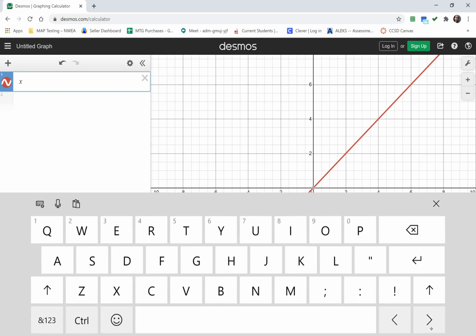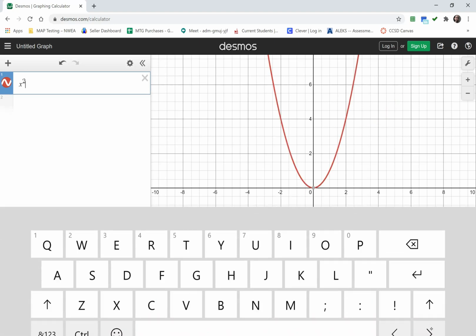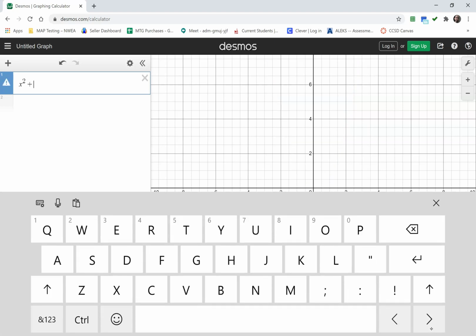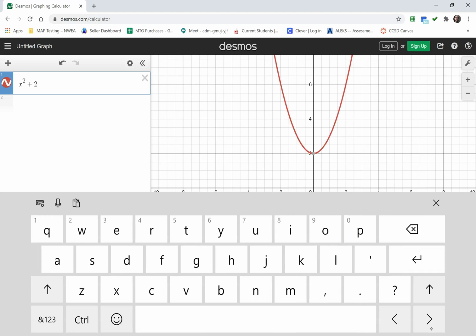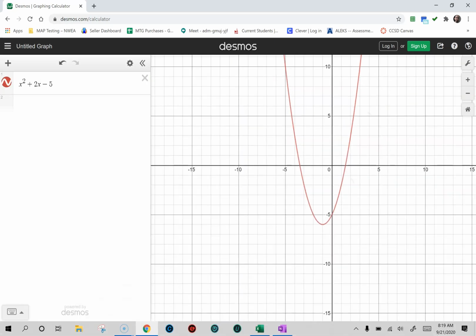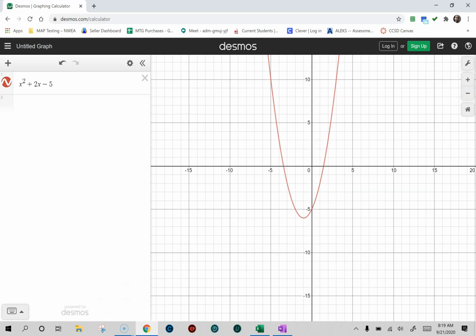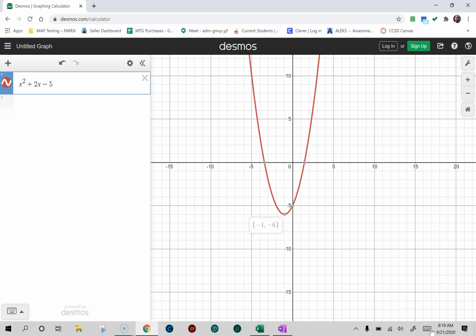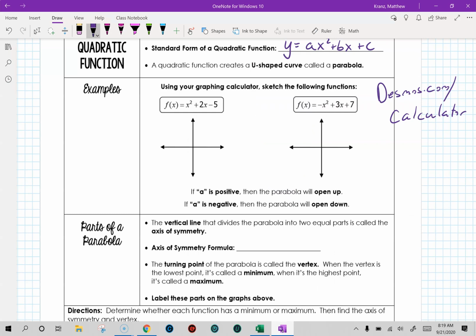We go x squared plus 2x minus 5. All right, we can see that this is how it's graphed for us. We can see that the bottom of our parabola is at -1, -6. If we go back here, we can graph this out, where we see that this is going to look like this.